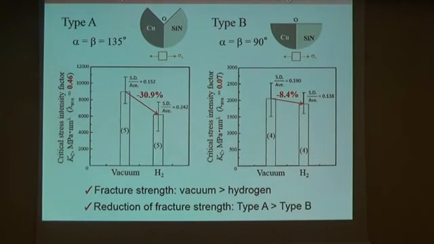But what was so interesting, and I don't know the reason right now, is that for type A the reduction is about 30%, which is very large, and for type B the reduction is about 8%. We actually don't know much about why this happens for different types, but the aim of this study, the quantification of environmental degradation by fracture mechanics, was achieved.